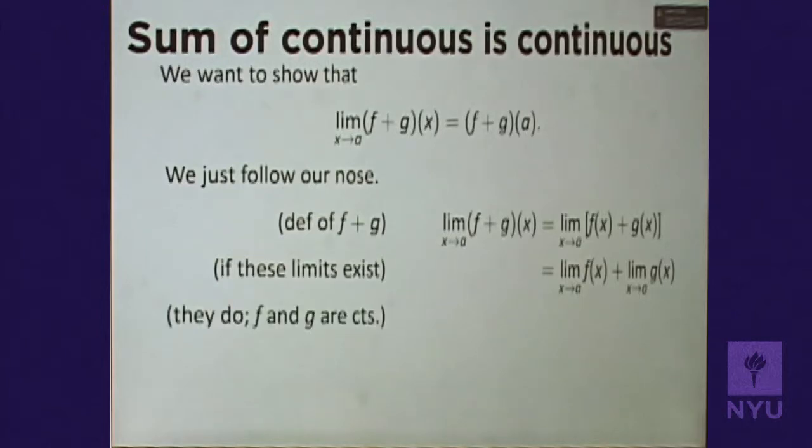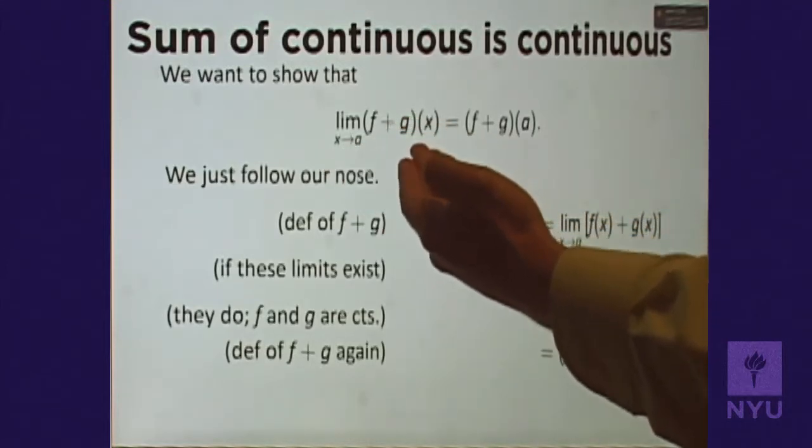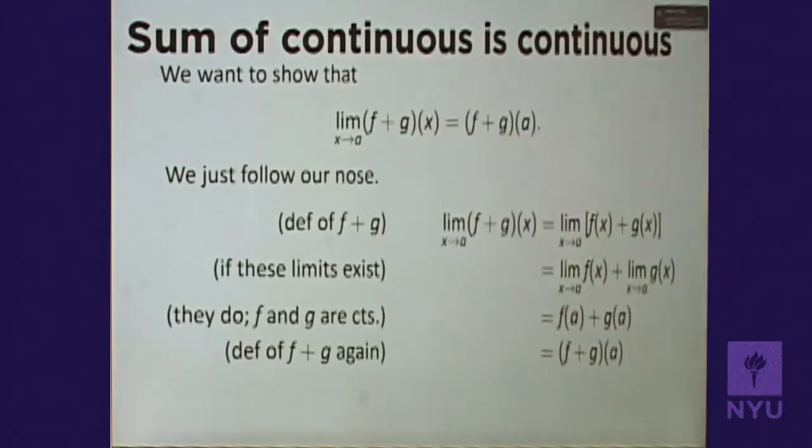So we know that the limit as x goes to a of f of x is f of a, and we know that the limit as x goes to a of g of x is g of a. Since the limit of the sum of these two functions is the sum of the limits of these two functions, we have that the limit is f of a plus g of a, which is exactly what we would want it to be, because that's f plus g at a. So in summary, we've shown that the limit as x goes to a of f plus g of x is equal to f plus g at a, and that this sum of these two functions is in fact continuous.